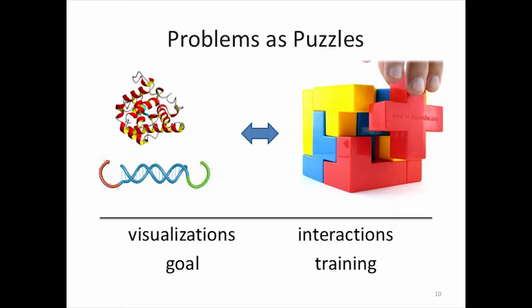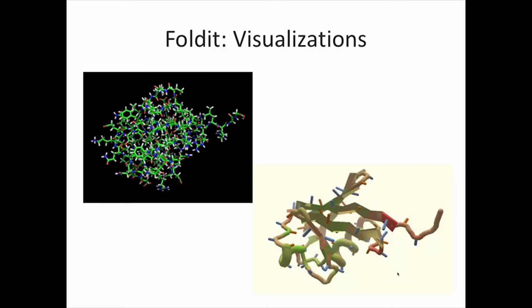So when we were thinking about how we might take these real world problems and turn them into puzzles for a game, we considered four main areas: the visualizations, the interactions with the problem, the goal that we wanted to give to players, and how we might train players to be able to contribute to these problems and understand the domains.